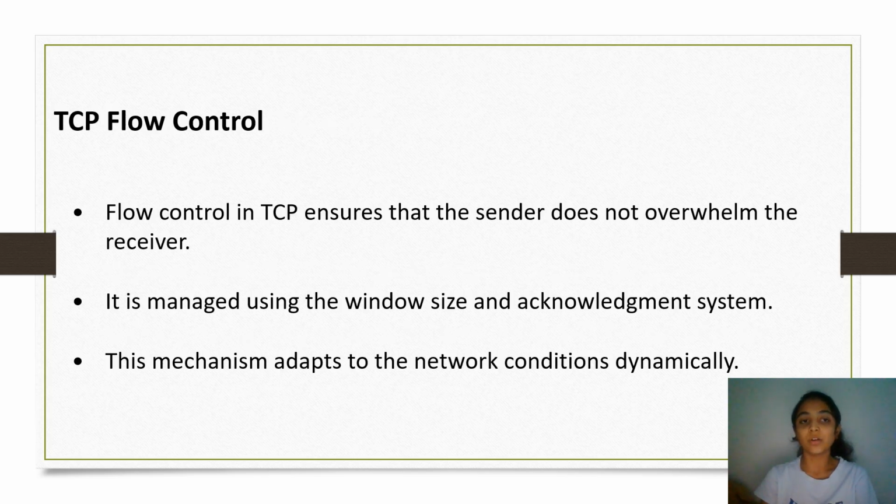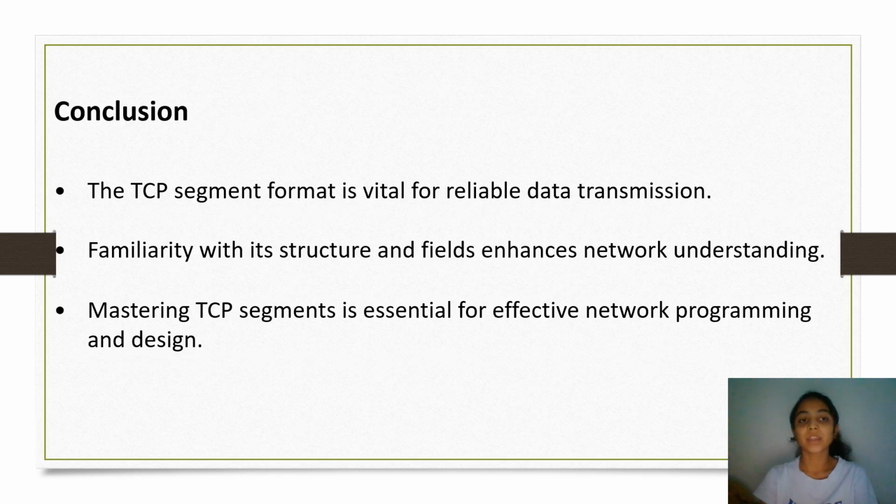TCP flow control. Flow control in TCP ensures that the sender does not overwhelm the receiver. It is managed using the window size and acknowledgement system. This mechanism adapts to the network conditions dynamically.